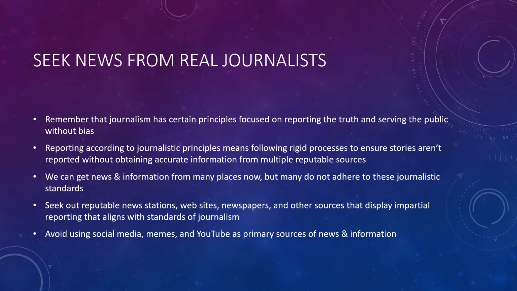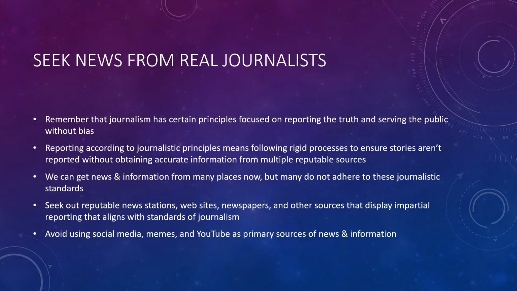So we want to make sure that we seek out reputable news stations, websites, newspapers, and other sources that all display impartial reporting that aligns with the standards of journalism. We want reporters who are editing, fact-checking, verifying information, double and triple sourcing information. We want websites, television stations, radio stations, etc., that aren't showing clear political biases leaning towards the Republican side, the Democrat side, etc. We want impartial, kind of down the middle reporting whenever we can get it so that we know we're getting the truth.